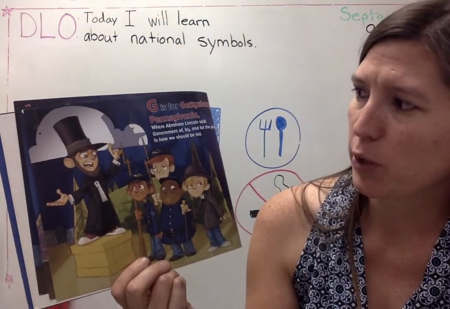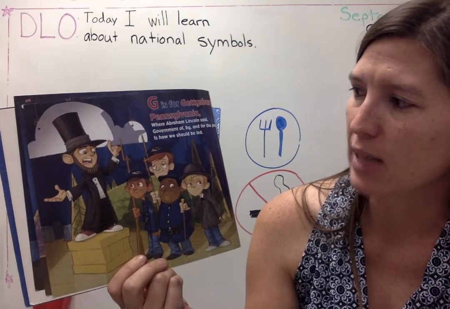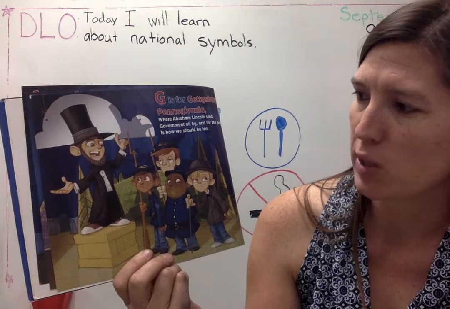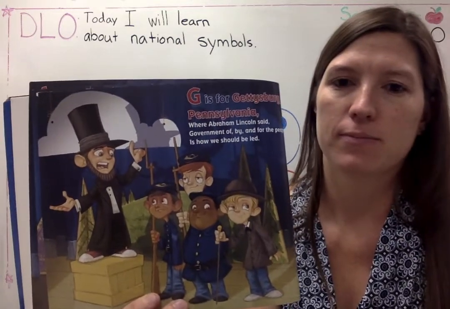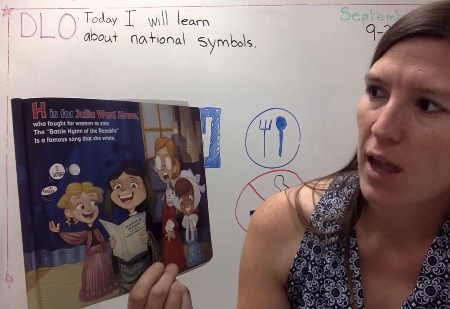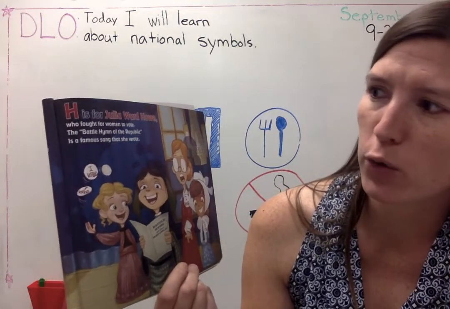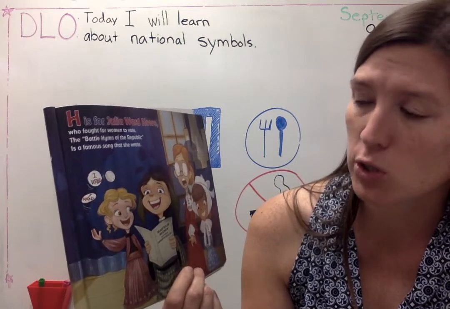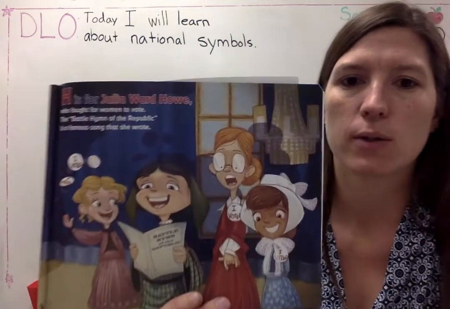G is for Gettysburg, Pennsylvania, where Abraham Lincoln said, "Government of, by, and for the people is how we should be led." H is for Julia Ward Howe, who fought for women to vote. The Battle Hymn of the Republic is a famous song that she wrote.